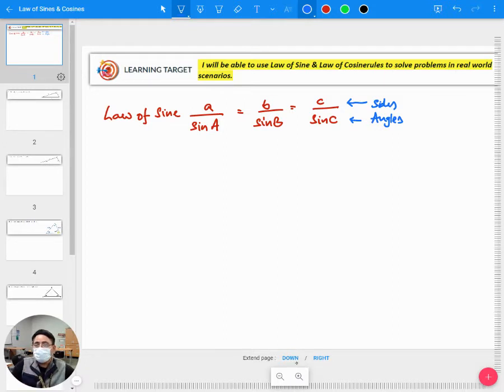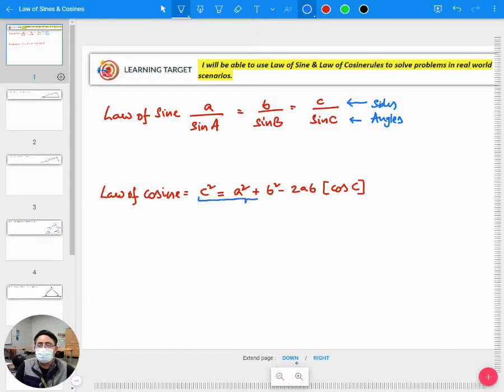So next, coming to law of cosine. Law of cosine is c square equals a square plus b square minus 2ab times cos C. In this one, c square, a square, b square, 2ab all represent the sides, and this one represents the angle.